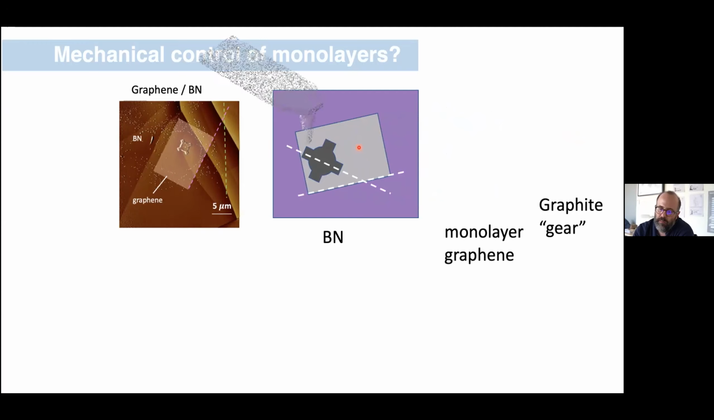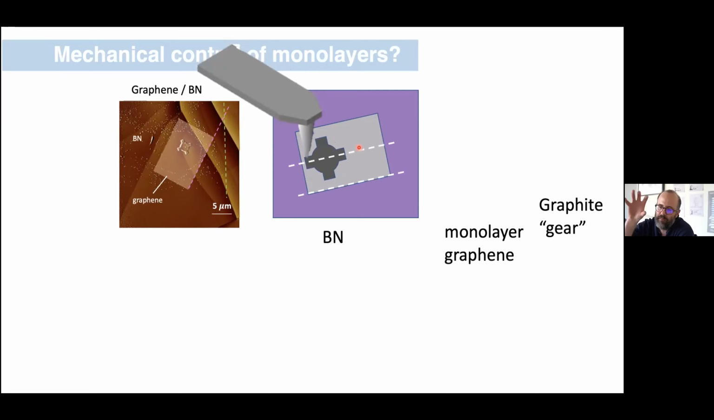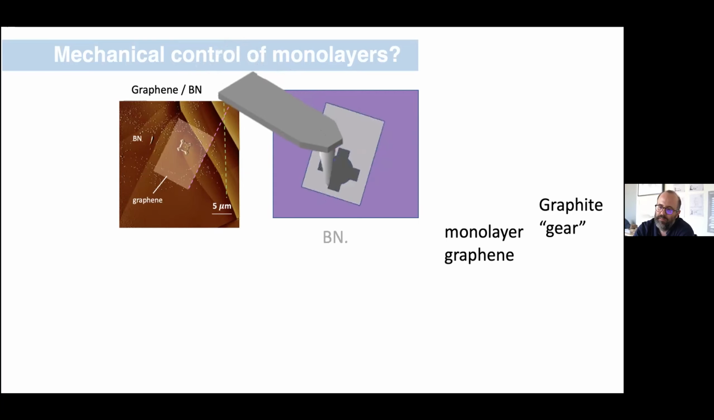I can come in with my AFM tip. I can start to rotate the graphite gear around, and it rotates freely. And it does so until I align it to the graphene. And now if I continue to rotate, what's going to happen is this graphite basically has larger friction to the graphene than the graphene does to the BN underneath. Now I can rotate this whole composite system.